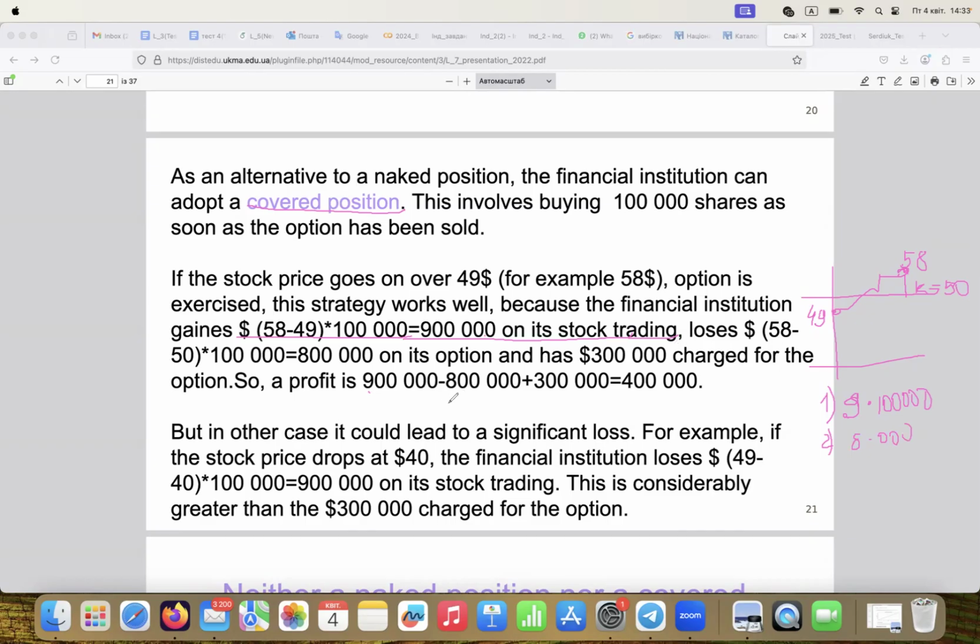Okay, so this 800,000 is with minus. The 9 is with plus because it is our profit, but this is our loss. And 300,000 is our profit too because it is the money for buying our call option. And as a result, in this scenario, we have a profit of 400,000. Do you understand? Yes. Thank you.